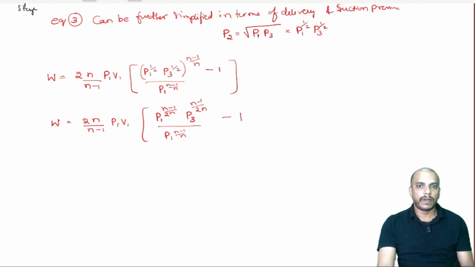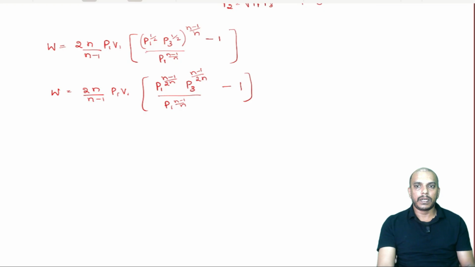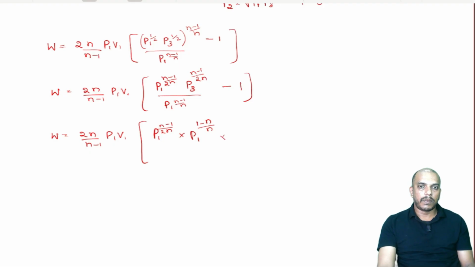Now, let us simplify it. We will take P1 to the numerator so that we can simplify it. This will be 2n by n minus 1 P1 V1, and this will be P1 power (n minus 1) by n. I will take this to the numerator, so P1 power (1 minus n) by n. Sorry, this is 2n, correct. The next term is P1 power (1 minus n) by n multiplied by P3 power (n minus 1) by 2n. So, this will be our expression.